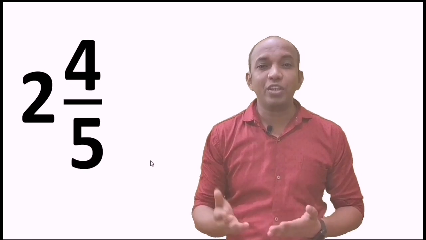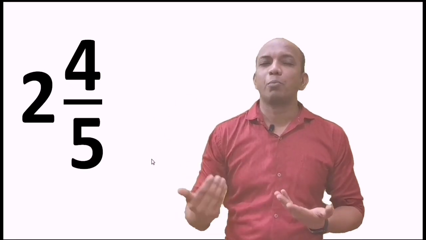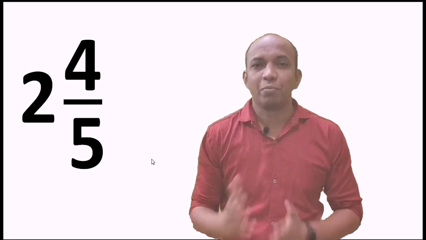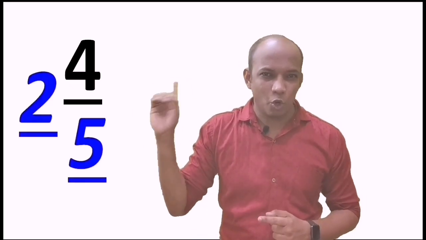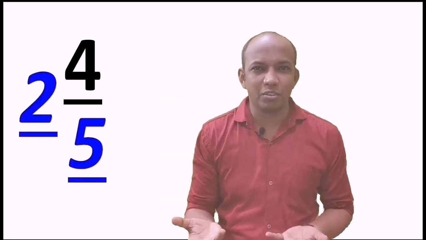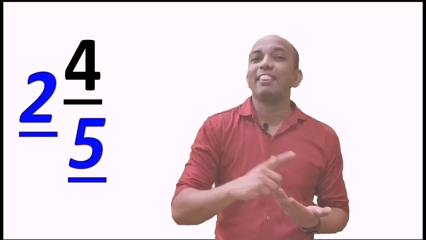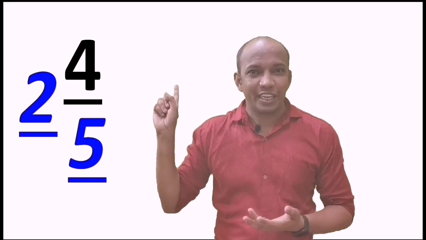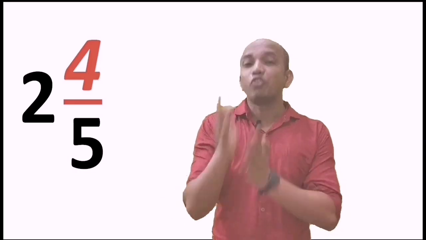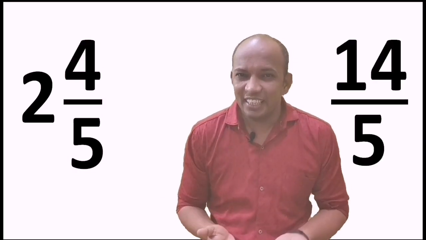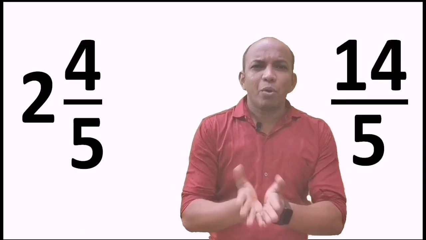Now consider this sum over here. 2 and 4 upon 5, in which 2 is the complete number and 4 upon 5 is the fraction part. Now what to do? We are going to multiply 5 into 2 first, and then whatever the answer comes, presently over here it is 10, and then we have to add 4 to it. So that gives you the answer 14 upon 5. Isn't it easier? Yes. Now consider one more sum.